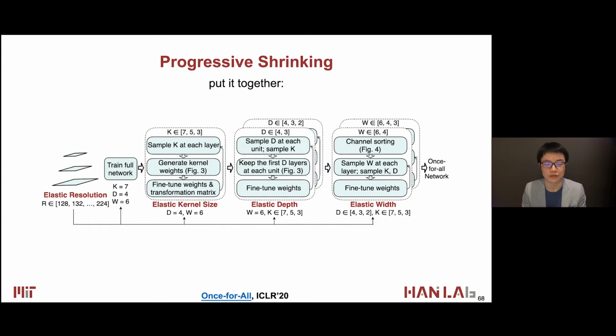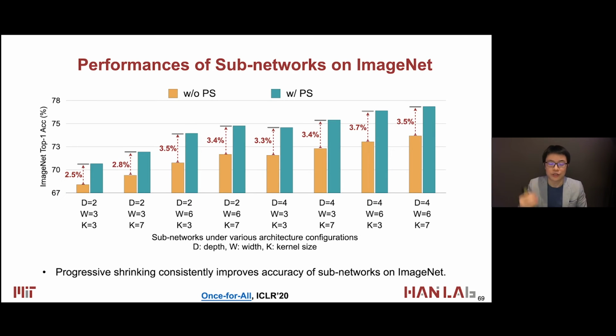So put it together, progressive shrinking has 4 steps: elastic resolution, elastic kernel, elastic depth, and elastic width. We start by training a full network and gradually shrink the model across these 4 dimensions, okay? And the experiment shows that such progressive shrinking, which is shown in the green bar, has superior performance than without the progressive shrinking. Okay, so we can tell the difference across different depth with kernel size across all these subnetworks. With progressive shrinking in green, we have about 3% or more superior performance than without progressive shrinking.